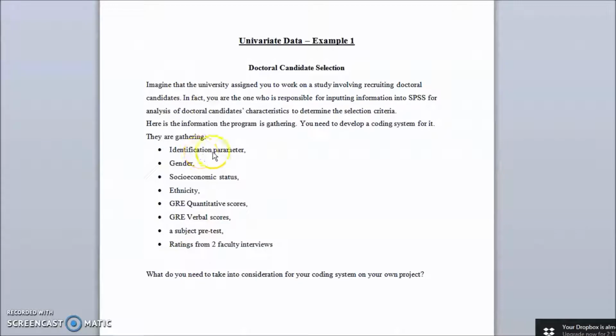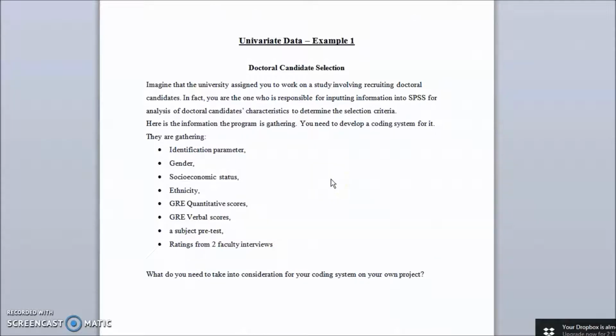You have an identification parameter, which is basically just identifying them. You have gender, SES, which is socio-economic status, and ethnicity. You collect their GRE scores for the quantitative section, and then the GRE for the verbal. You collect a subject pretest, and then the rating from 2 faculty interviews.